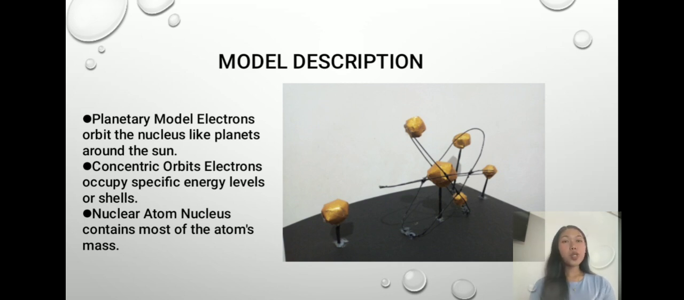So, the visualization of Rutherford's model. Imagine a solar system. The nucleus is like the sun at the center. So the electrons are like planets orbiting the sun. Most of the atom's volume is empty space, just like the space between planets in the solar system.